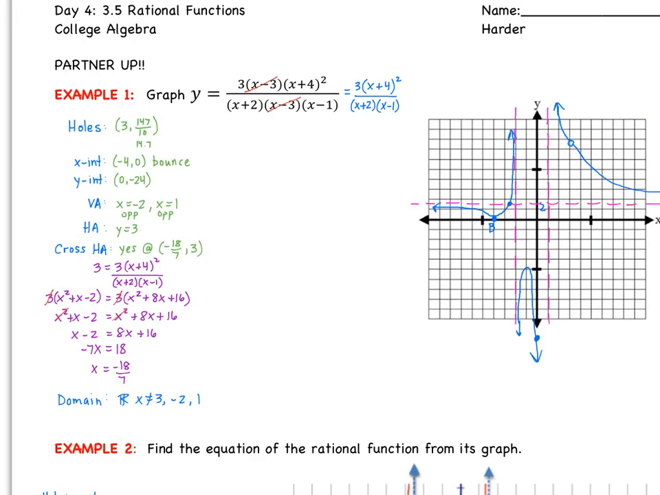This next example, we're going to work backwards. We're going to find the equation of the rational function from its graph. So what I want you to look at is I want you to identify if there's any holes, any intercepts, look at asymptotes, and see how that plays a role in the equation themselves. So let's take a look at the graph right now.